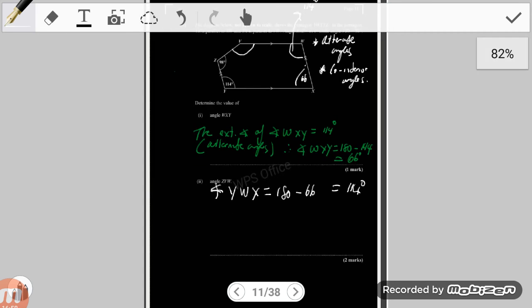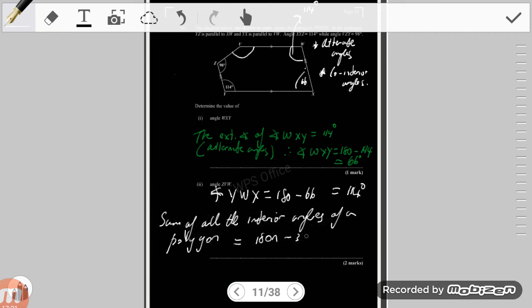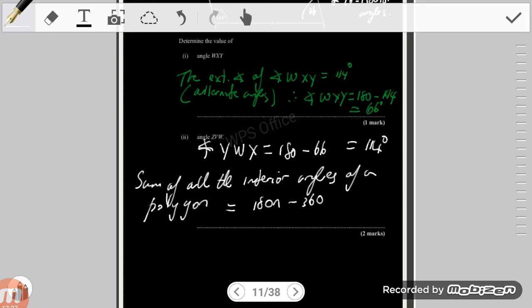Now, there's something you need to know about a polygon. The sum of all the interior angles of a polygon can be determined by the formula 180n minus 360. Alright, so that's 180n minus 360. That's a formula for the sum of all the interior angles of a polygon.